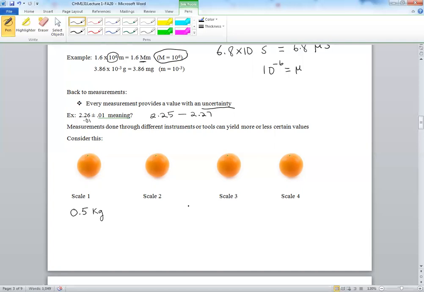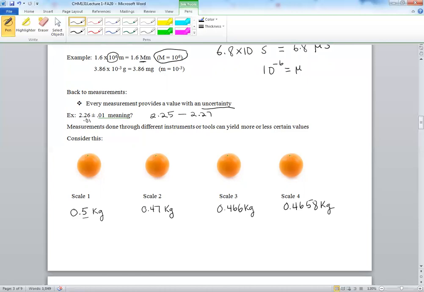Now, the second scale, let's say it goes to 2 decimal places. So this is the first decimal place, and the second one goes to the second. So you get 0.47 kilograms. If you go now to a third scale, it goes to 3 decimal places, and you get 0.466 kilograms. And let's say finally, you want to just double check. You go to a 4th scale and you get 0.4658 kilograms.